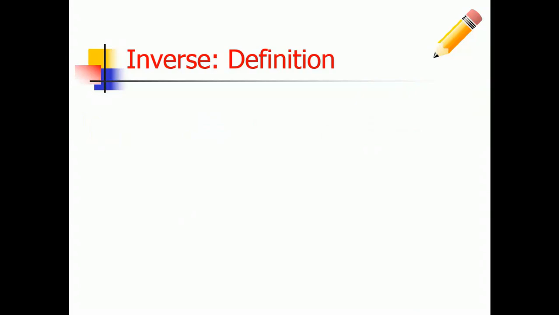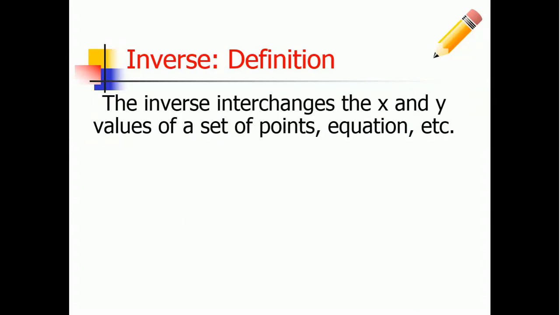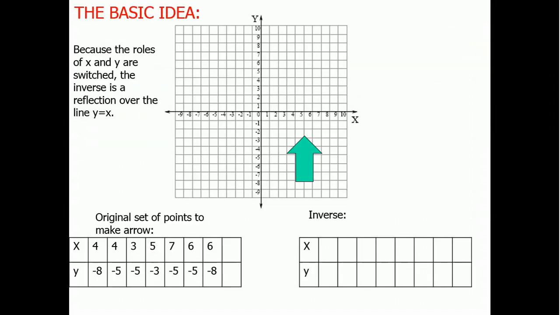What's an inverse? First definition. The inverse, basically all it does, it changes the x and the y values. It flips them around. So x's become y's and y's become x's in a set of points, or even in the equation, the x will become the y and the y becomes the x. The basic idea of an inverse is it switches the x and the y. So basically it's a reflection over the line y equals x.